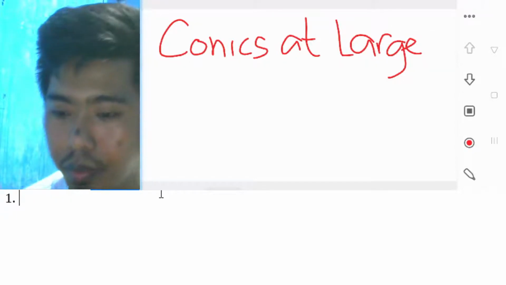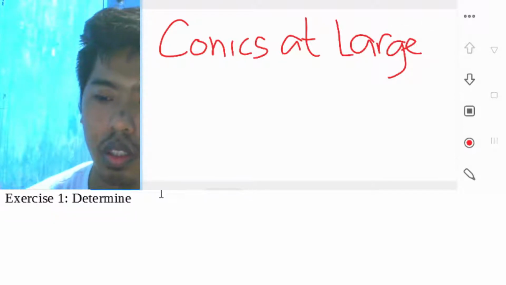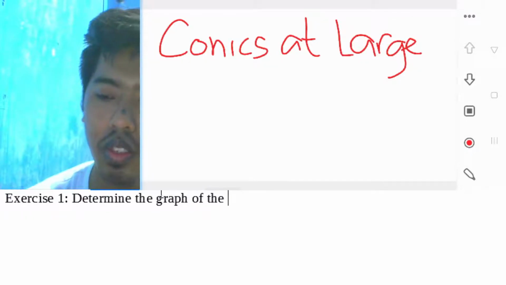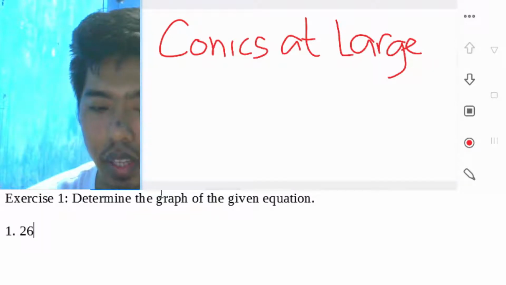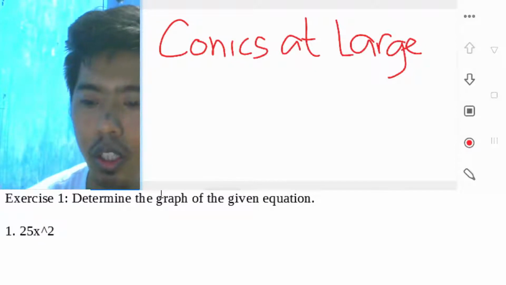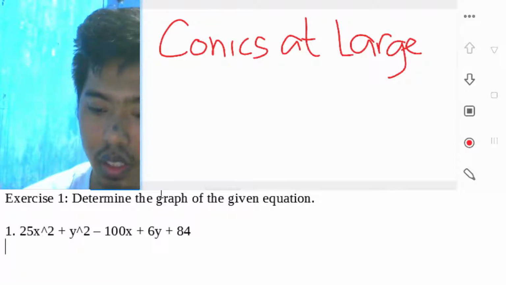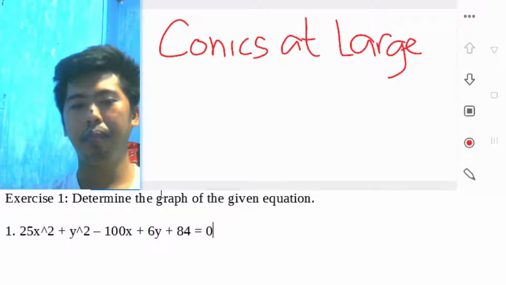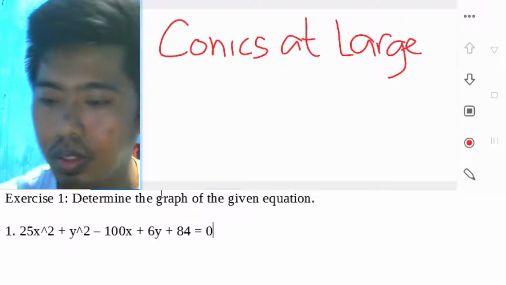Okay, exercise number 1. Determine the graph of the given equation: 25x squared plus y squared minus 100x plus 6y plus 84. If you can see, it is in general form. The question asks us to determine the graph of the given equation.